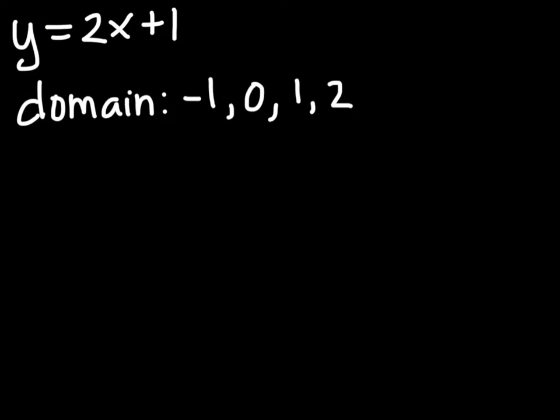Let's begin by graphing the function y equals 2x plus 1 with the given domain. Remember, the domain is the set of allowable x values or inputs for our equation. So if our domain is -1, 0, 1, and 2, we know we're going to be creating a graph with 4 distinct points. Let's go ahead and do that.